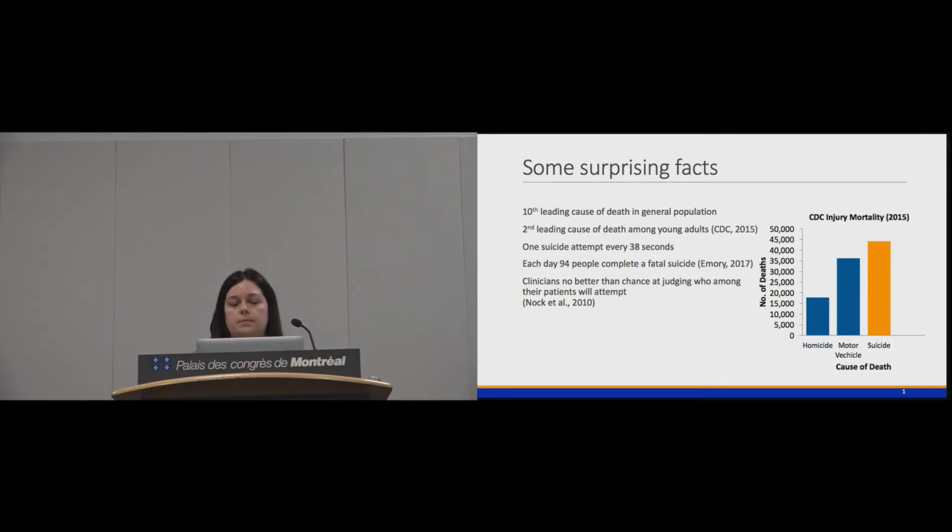The difficulty of suicide prevention lies in the fact that the signs often seem invisible. As a matter of fact, clinicians are no better than chance at judging who amongst their patients will go on to make an attempt. So think about that. Even the experts have a difficult time reliably predicting who and when someone is at most risk. So this creates an open challenge to evaluate tools that may be helpful.